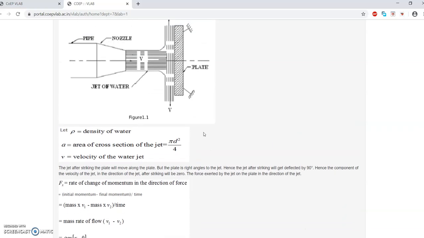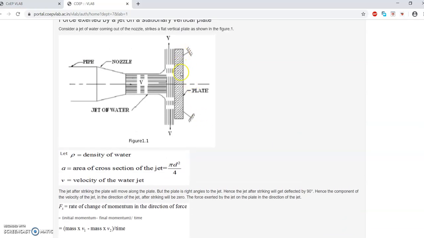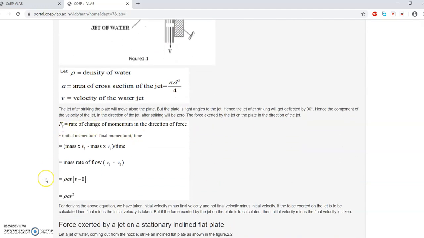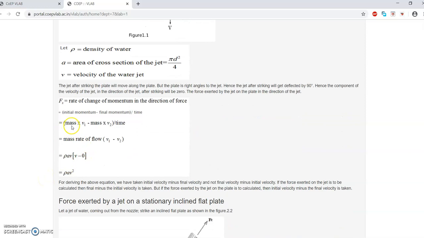Now why are we trying to find Fx here? Look at the plate. When the fluid makes an impact on this plate, the impact force is along this x-axis. That's why we are considering Fx at this point. So we have m v1 minus m v2 divided by time. We have taken mass and time as common, that is the mass flow rate, into v1 minus v2.